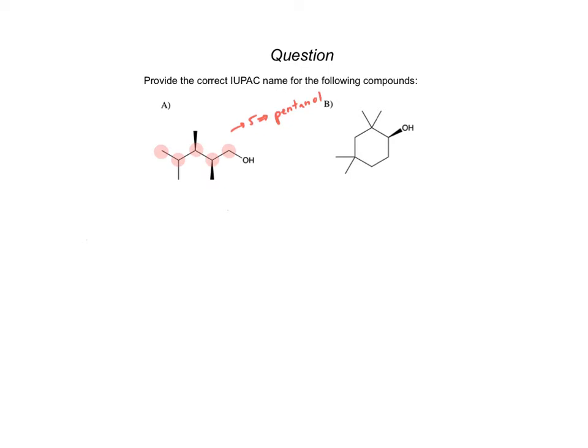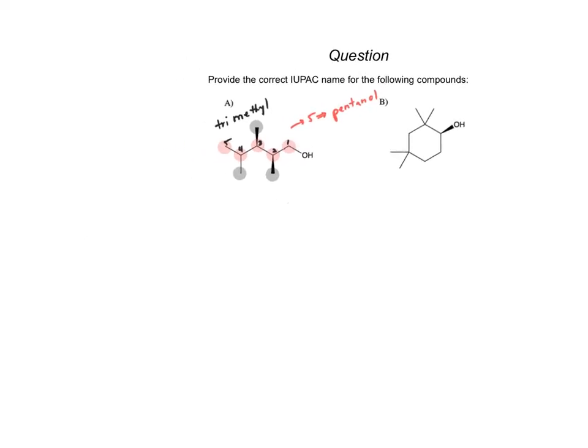After the parent, we can look at our substituents. We've got a methyl, a methyl, a methyl. These guys are all methyls. There's 3 of them, so we've got a trimethyl. Now we're going to number. Again, we want to number so that the OH gets the lowest number possible. We're going to start at this carbon. We have 1, 2, 3, 4, 5.